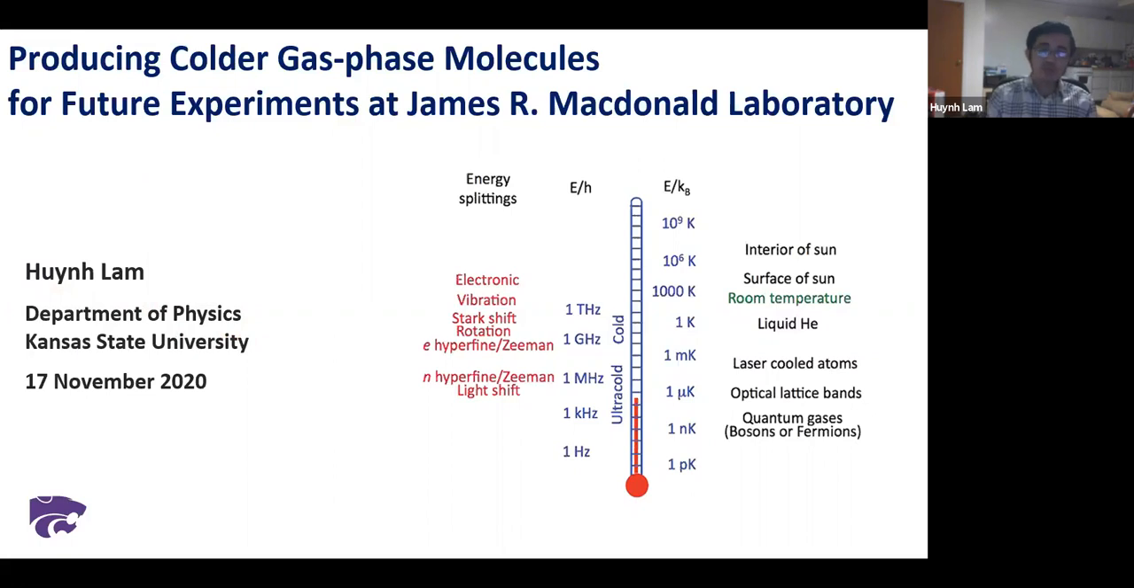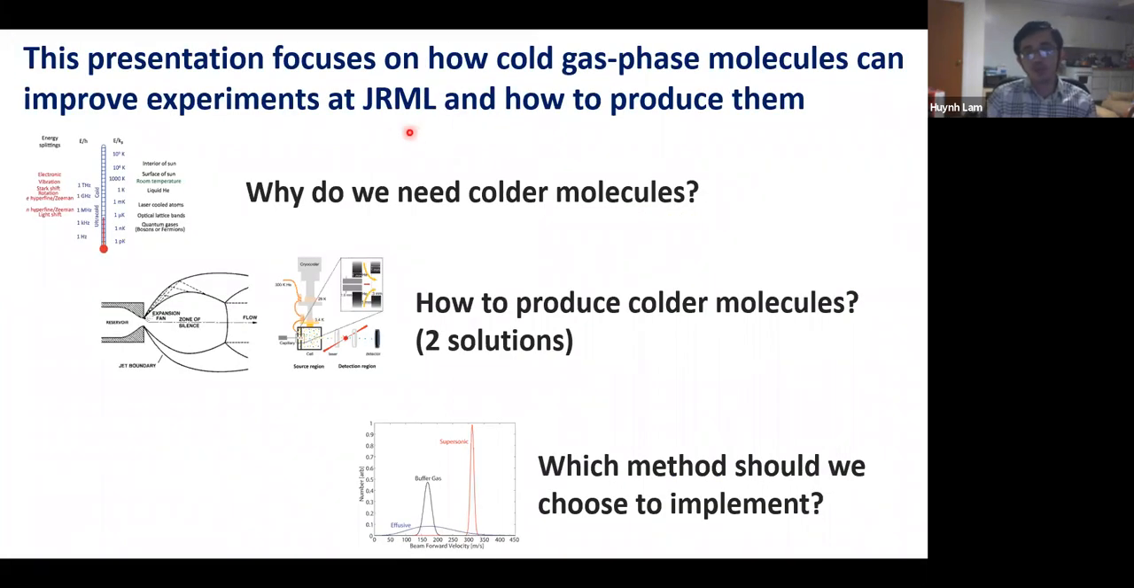During the presentation, we will be looking for the answers to several questions. For example, why do we need cold molecules and how can they improve the experiment at JRML? And if we actually need them, then how can we produce them? I will propose two solutions to do so. And finally, based on our criteria, we will discuss which method we should choose to implement.